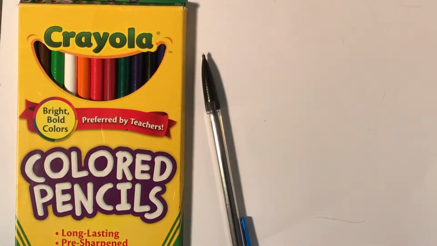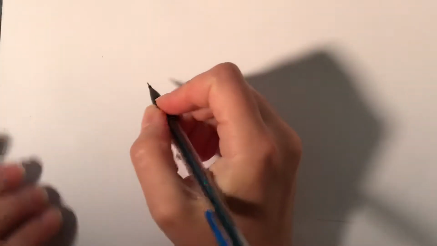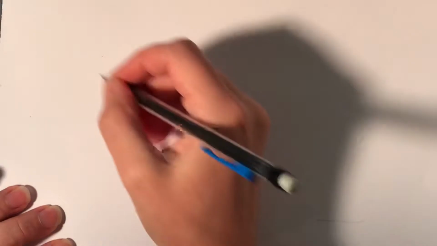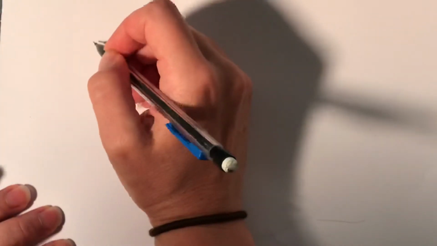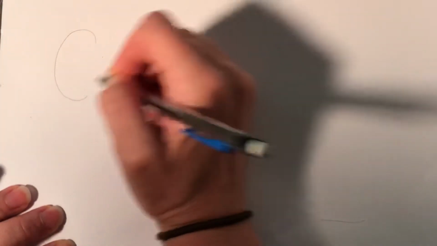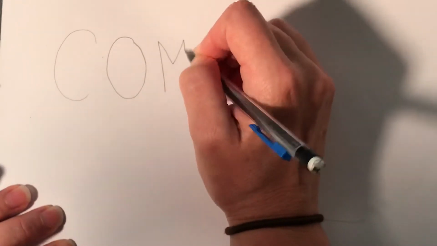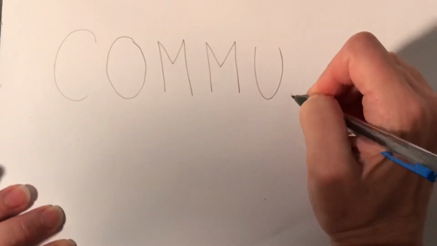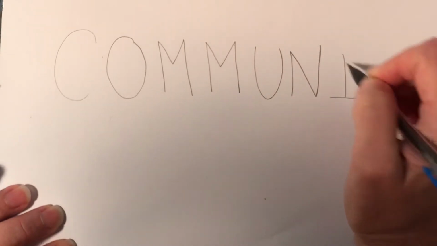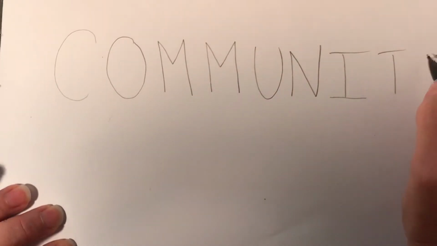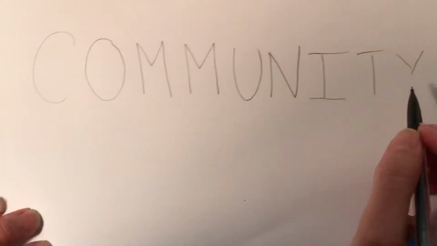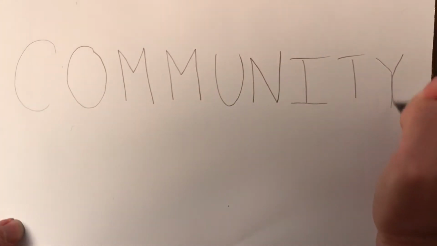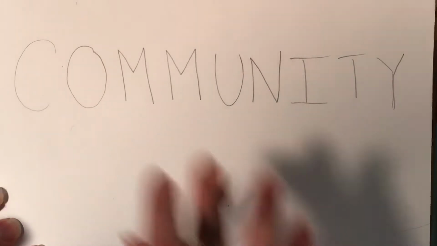So the first thing you're going to do is just write out the word in pencil. You can do this in uppercase letters. So today we're going to write the word community. So just write the word out. Uppercase is fine. And try not to write too dark because we're going to erase all of this eventually.